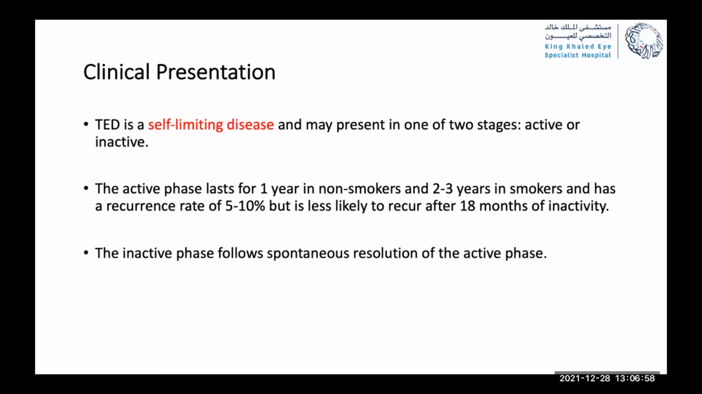It is important to know that thyroid eye disease is a self-limiting disease and may present in one of two stages, active or inactive. The active phase lasts for 1 year in non-smokers and 2 to 3 years in smokers, and has a recurrence rate of 5 to 10%, but is less likely to recur after 18 months of inactivity. The inactive phase follows spontaneous resolution of the active phase.